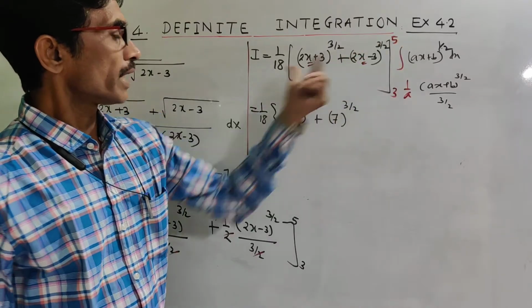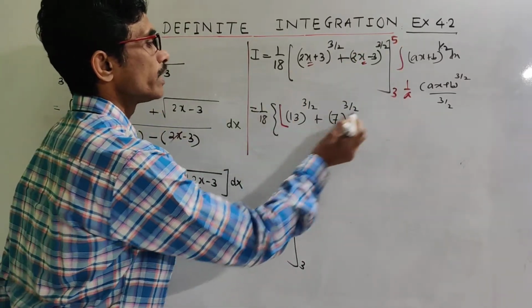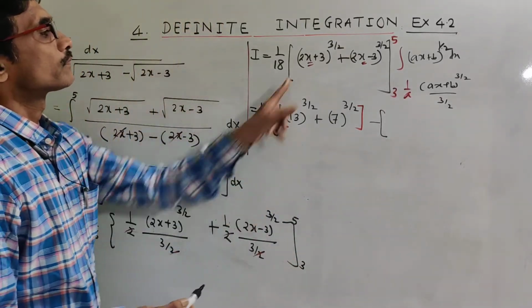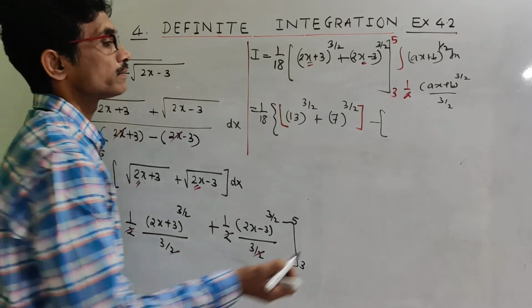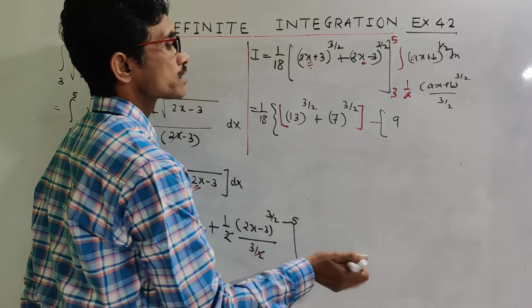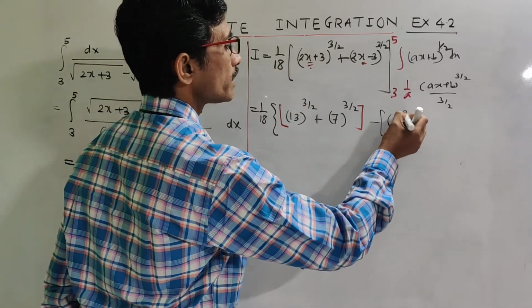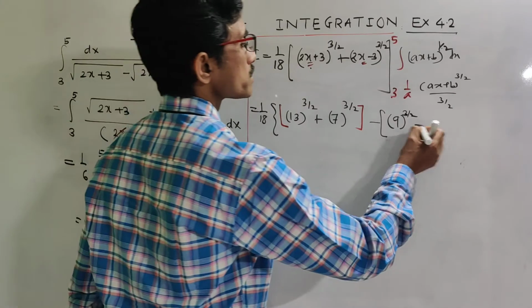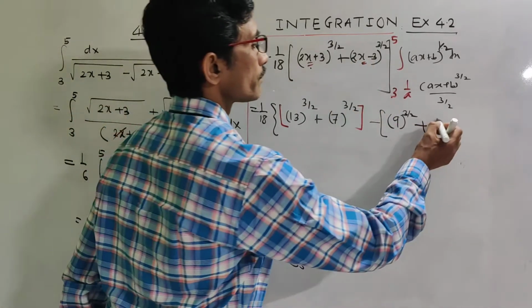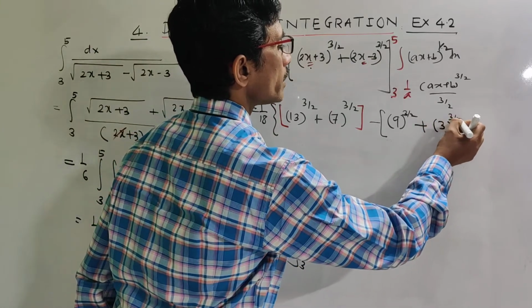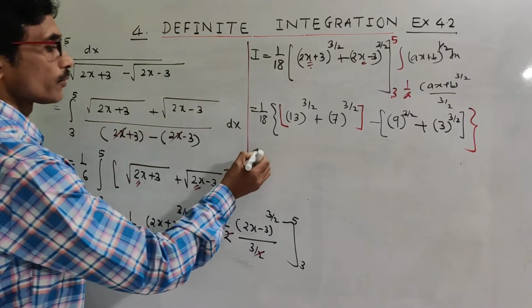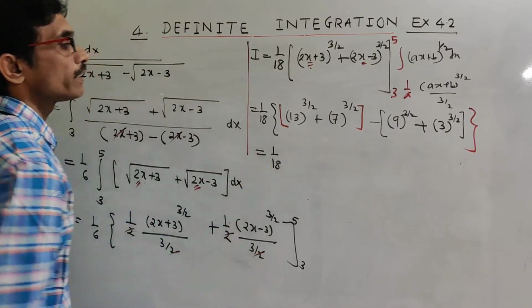This is upper limit minus lower limit. So the lower limit is 3. Here we substitute 3. So 2 into 3, 6 plus 3, 9 raised to power 3 by 2, and plus here 2 into 3, 6 minus 3, 3, 3 raised to power 3 by 2, which is 1 upon 18.